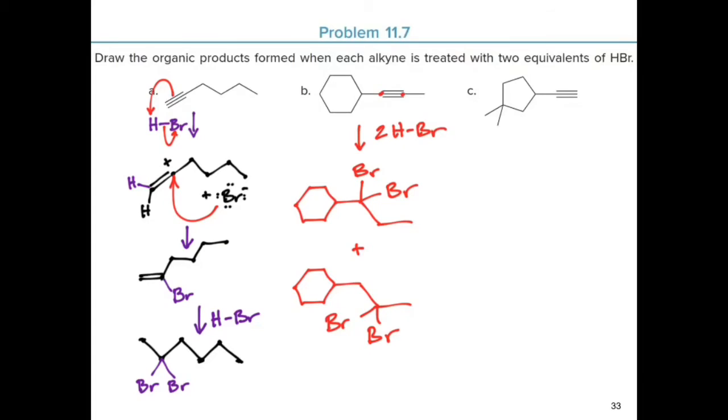And for the last alkyne here, you can see that we have another terminal alkyne. So that means that the bromine atoms will bond to this more substituted carbon atom according to Markovnikov's rule. And so 2 bromine atoms will bind or form a bond with this carbon atom right here.